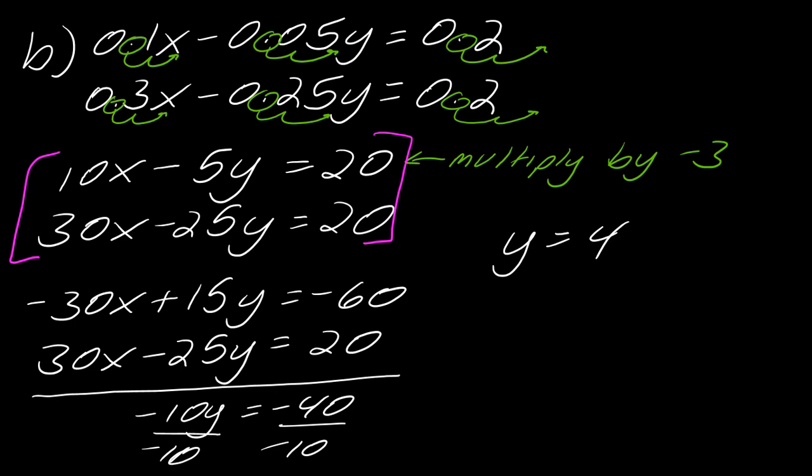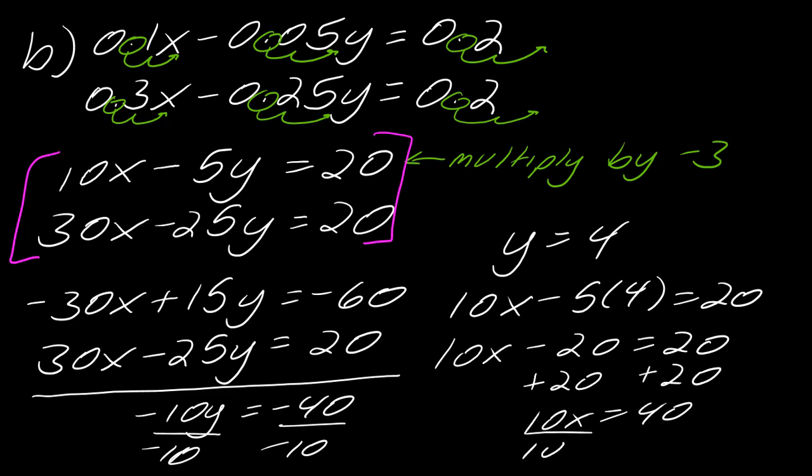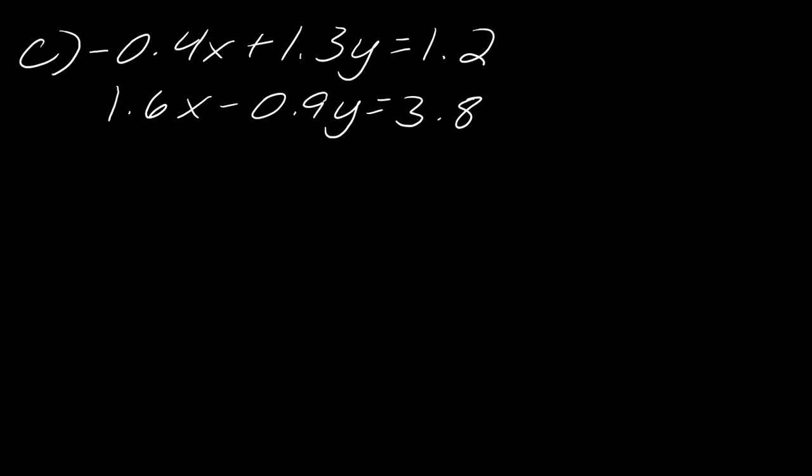So I'm going to plug the y equals 4 into the first equation. So this will be 10x minus 5 times 4 equals 20. So this is 10x minus 20 equals 20. Add the 20 to each side to get 10x equals 40. And divide both sides by 10 to get x equals 4. And so my solution, I'll write it up here in the top right. So this will be 4, 4. That would be my solution in this case.